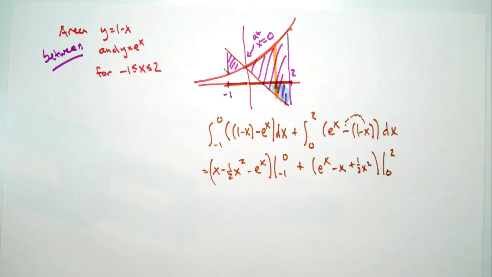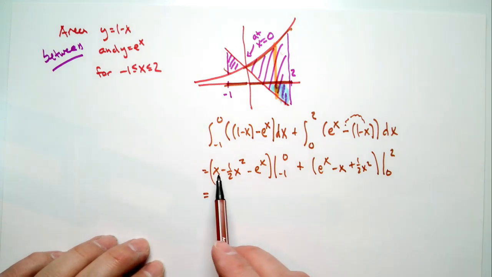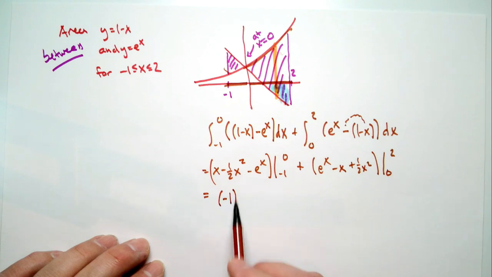They will be negatives of each other. And if they're not, something has happened. Go back and check your work. And you plug things in. When you plug in 0, you get 0 minus 0 minus 1. Whoop, that looks dangerous. But okay, so plug in 0, get minus 1.